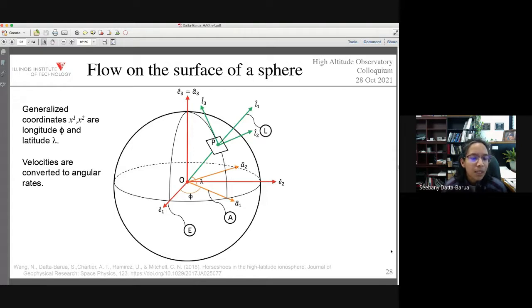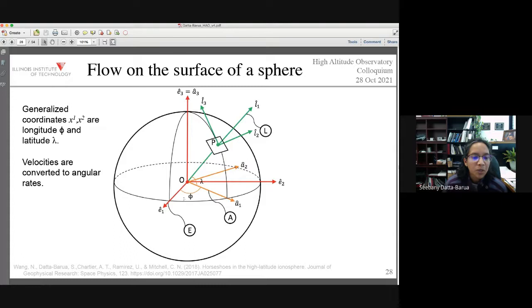So in this work, we treat x1 and x2 as generalized coordinates. Here we're going to use longitude phi and latitude lambda. And because those are our coordinates, our velocities, which flow fields are ordinarily specified in meters per second in ground speeds, east and north, zonal and meridional, need to be converted to angular rates.